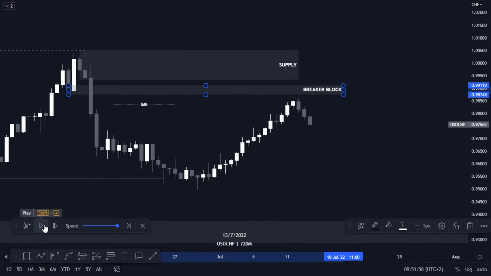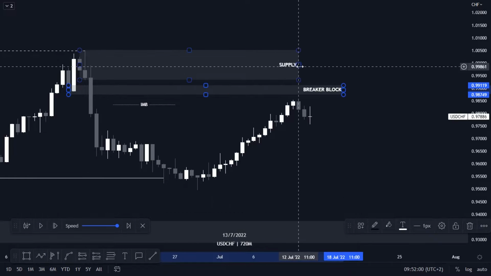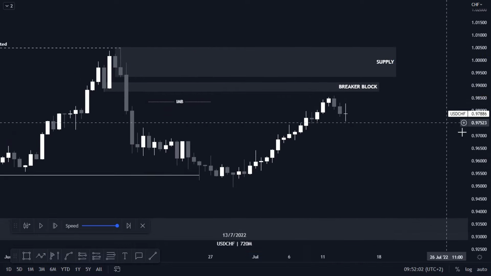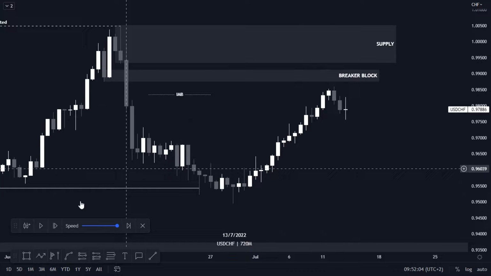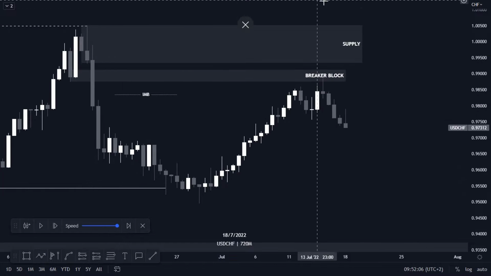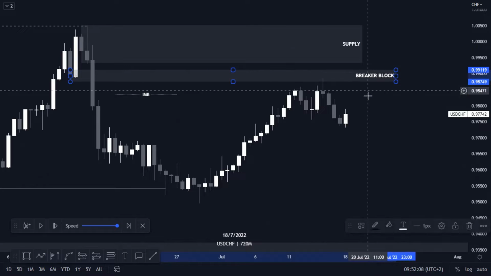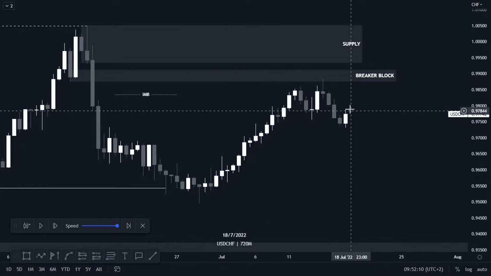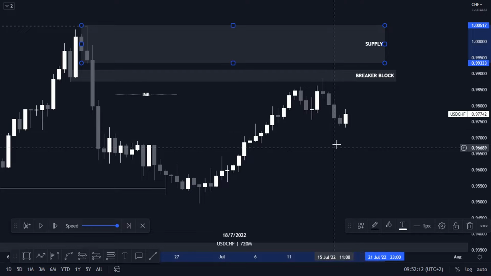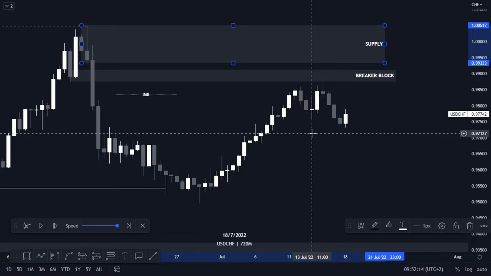Okay, now let's just wait and see. Okay, you can see that price has now tapped into our breaker block instead of our supply and is currently pushing to the downside.